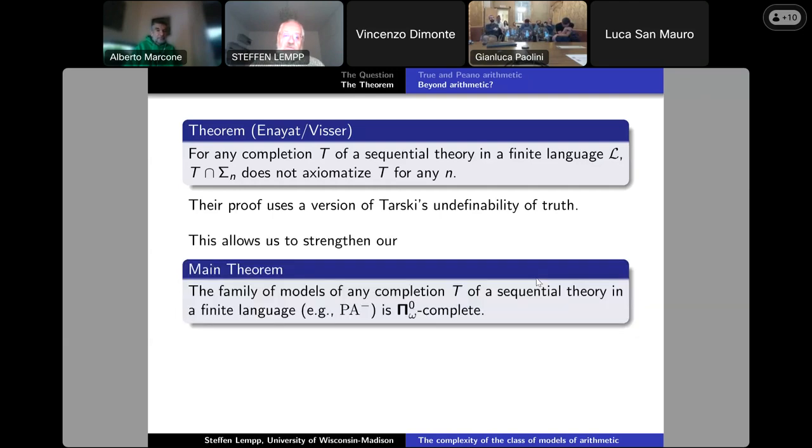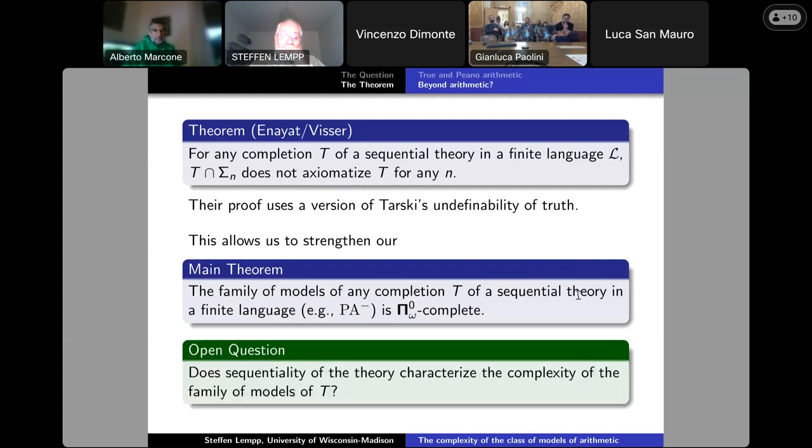So for us, it allows us to strengthen our theorem as follows. Namely, the family of models of any completion of a sequential theory in a finite language, for example PA minus, is also Π⁰₁ complete. Okay, so this is somewhat the strongest theorem you might hope for, except for the fact that we still don't quite know what sequential means in terms of this property that a Σn fragment does not axiomatize T for any n.